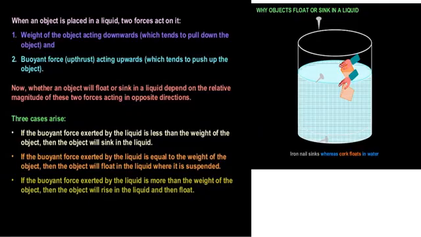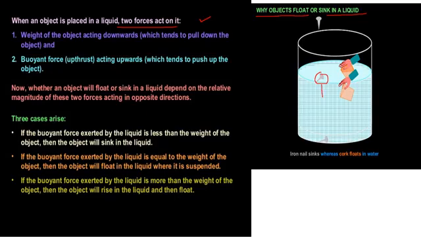Now the next is, when an object is placed in a liquid, two forces act on it. So we have done about the buoyant forces, but let's see what are the other forces when an object is placed in liquid. This is basically the experiment we are doing. Why does an object float or sink in a liquid? Okay, what is the reason behind the floating? The principle of floating. So when an object is placed in a liquid, there are two forces acting on it.